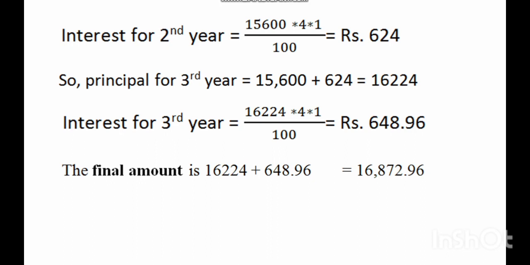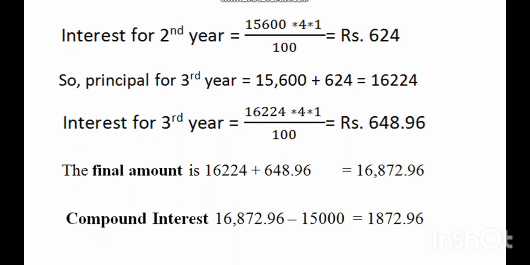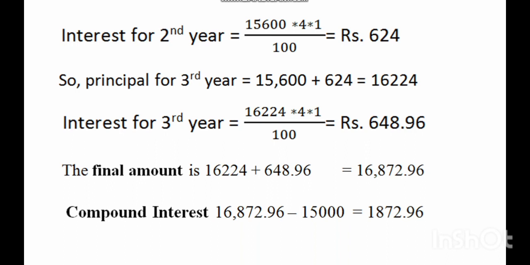Now we have to find the compound interest. For that, we take the final amount and subtract the original principal amount, which is 15,000, so that we get the compound interest as 1872.96. I hope you understood this problem, which is the answer for this problem. If you can't, please comment, and I'll explain it to you.